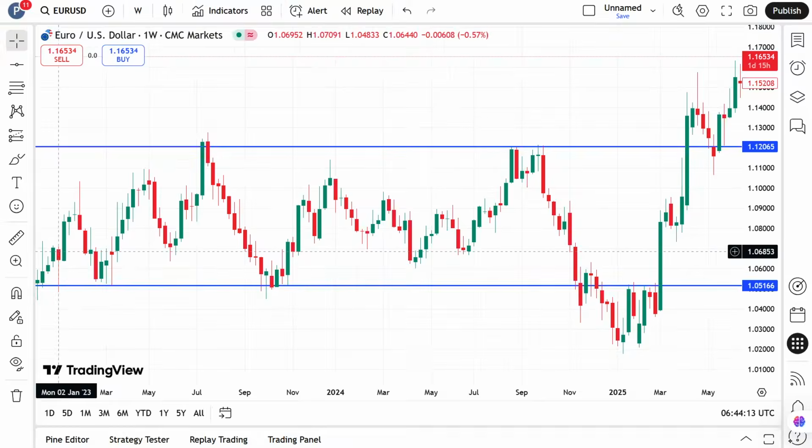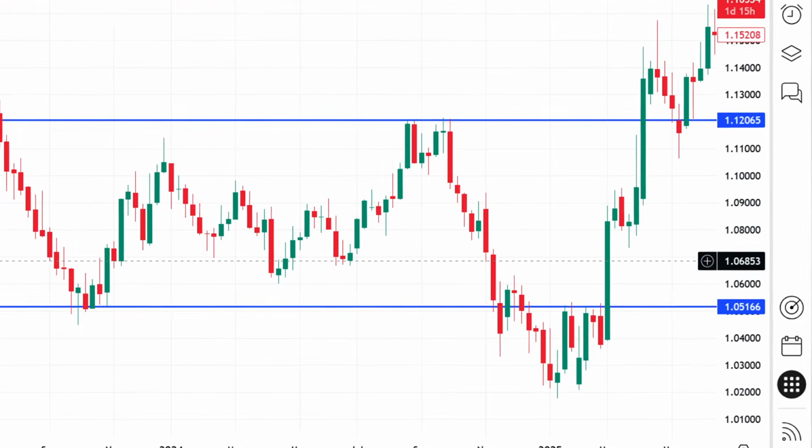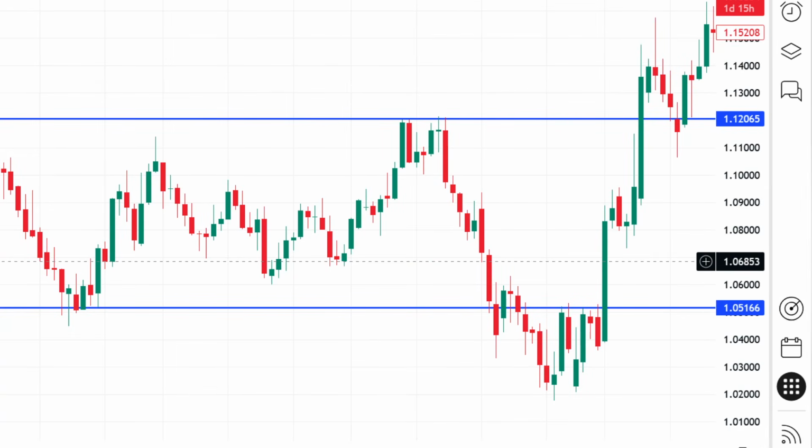Let's go back to our weekly Euro USD chart. Look closely near the 1.04495 support zone. Notice those candles with long wicks and small bodies. That is called a pin bar. A bullish pin bar at support tells us buyers are rejecting lower prices. So if you saw that here, it is a strong hint to consider buying.